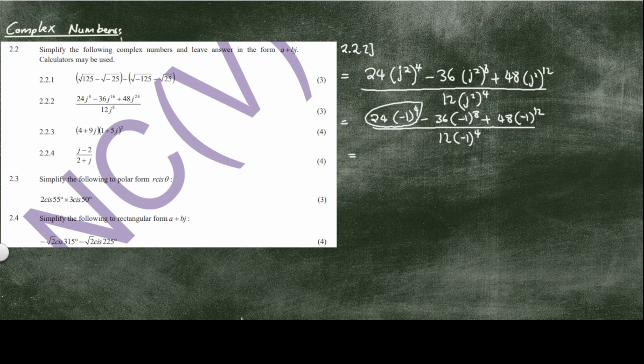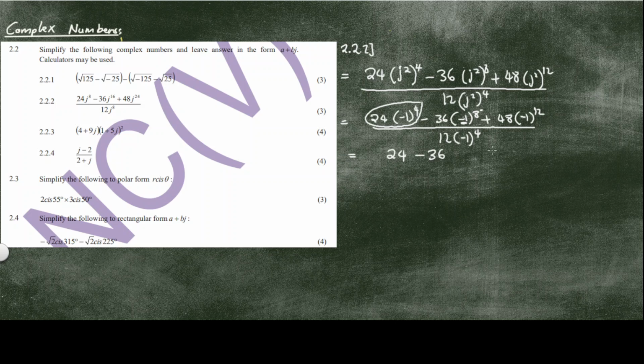When you say I must punch the whole thing in the calculator, I have to do 24, open bracket, minus 1, close bracket, to exponent 4. Then I punch this, equals, and it's going to be a positive 24. But you know what? We actually don't need the calculator. It's a minus 1 raised to exponent 8. It comes out as a positive 1, right? Positive. So we're going to have a minus 36 here.